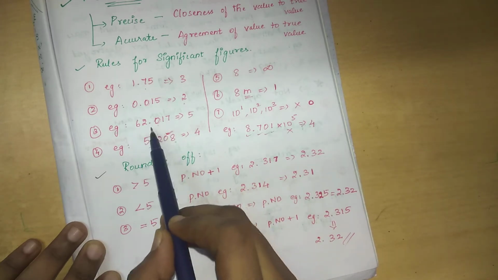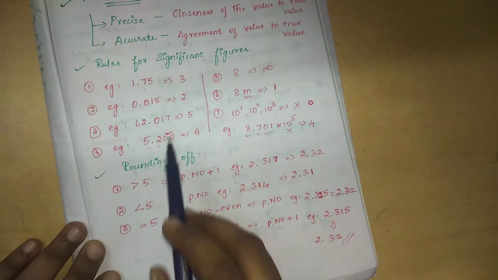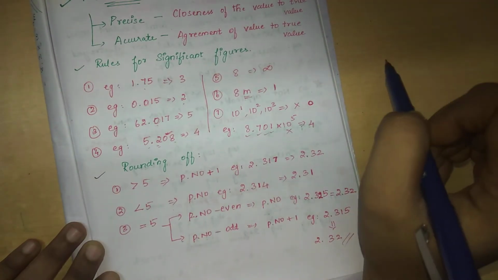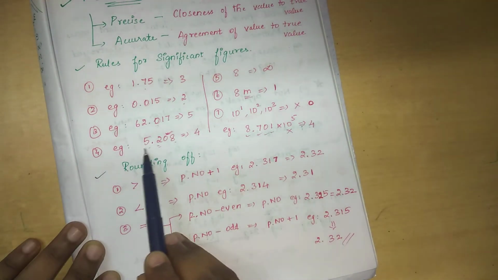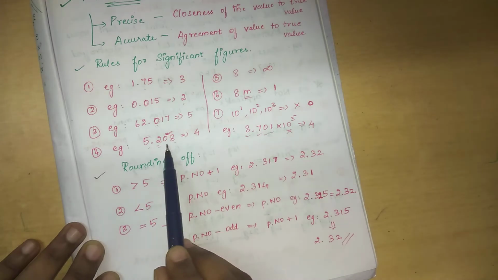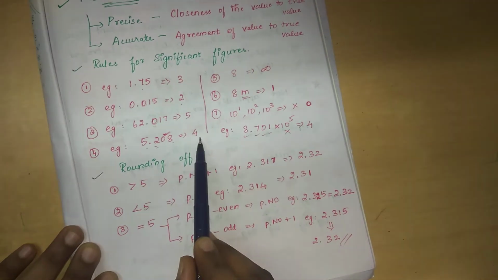This 0 is significant because it is present after the decimal point and also after the non-zero constants in this one. And also the zeros which are in between two non-zero constants are significant. In this example, 5.208 has 4 significant figures. The 0 present in between two non-zero constants is significant.